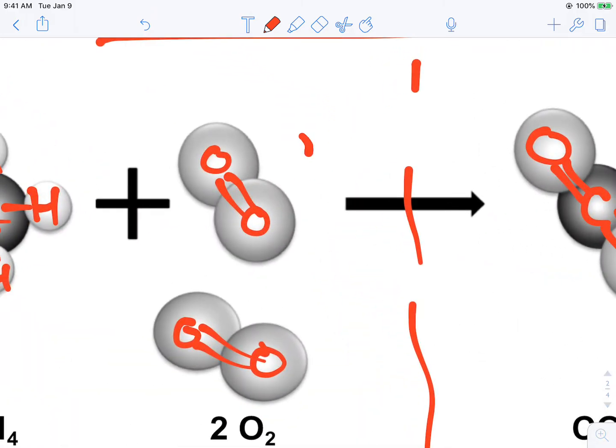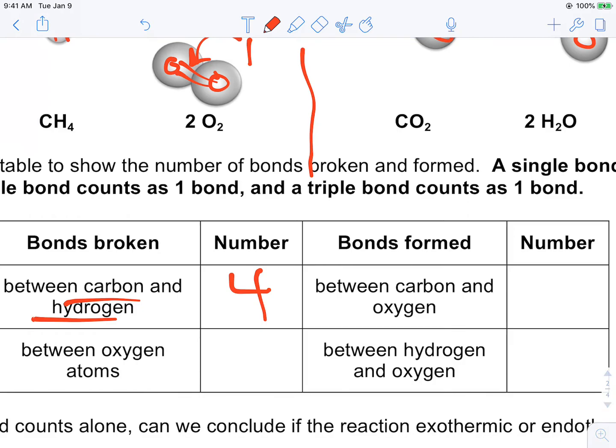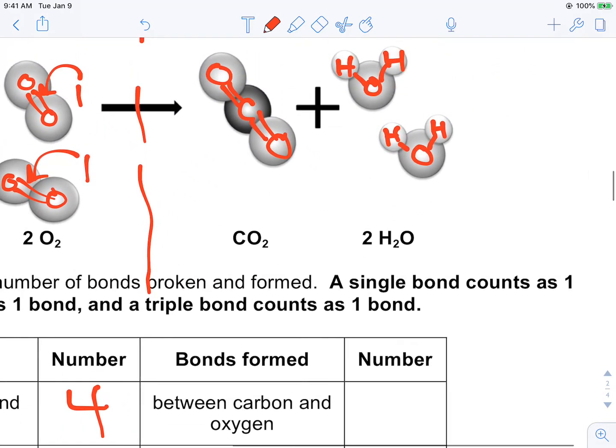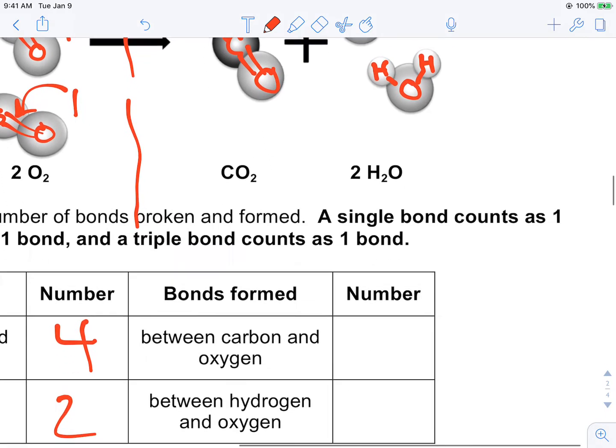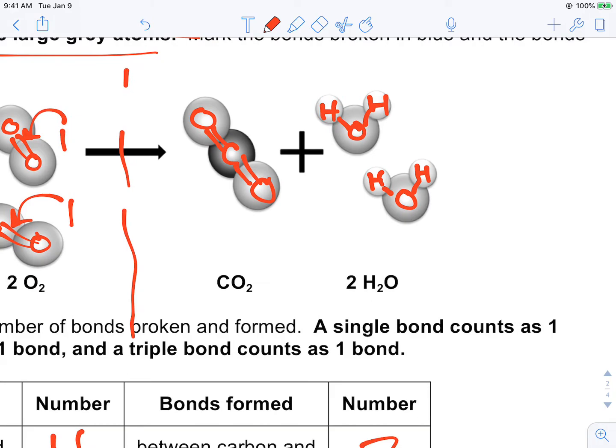Now for oxygen, these are double bonds. We're still going to count them as one type of bond. So this is one bond, and that is one bond. So if we look at this, we have 2 oxygen to oxygen bonds. Then we go to the other side. How many carbon and oxygen bonds? Same principle, 2. How many bonds between hydrogen and oxygen? 1, 2, 3, and 4.